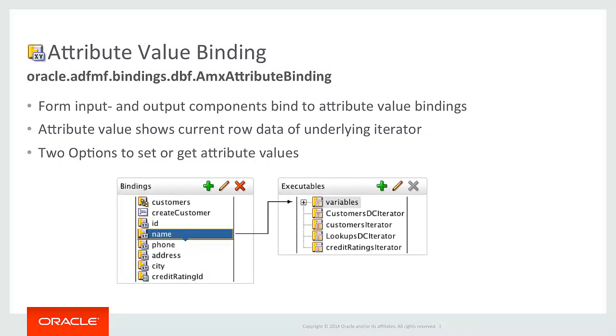The next is to talk about value bindings in general. Now value bindings, and here you see the name example I had on the previous slide. Now value bindings are mapped to single instances of a component like input text field, output text field. And that will allow you to set or read values.